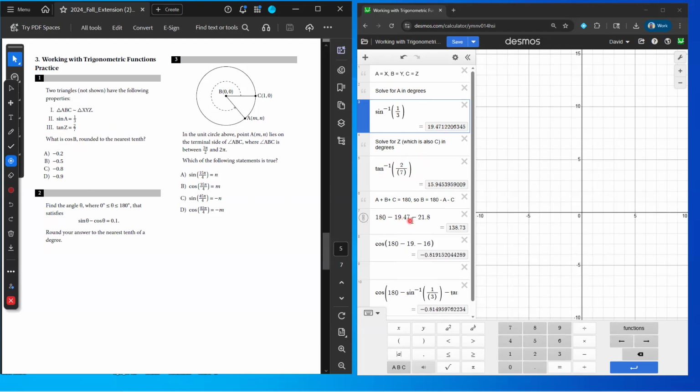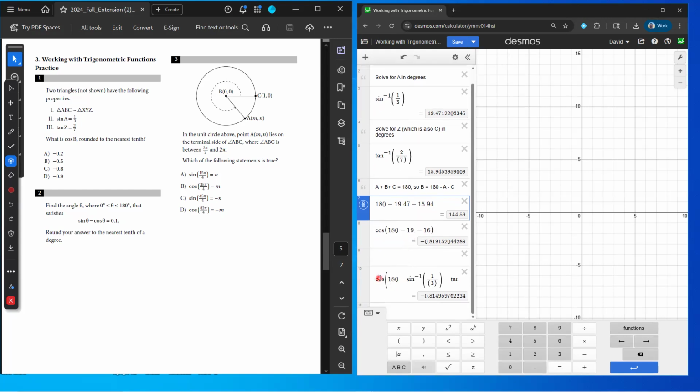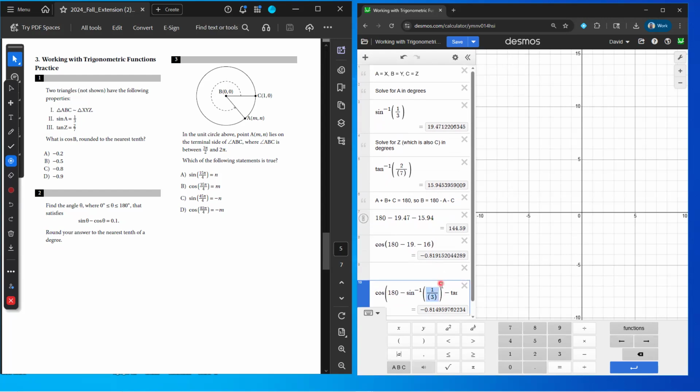Now, you can do 180 minus 19.47, 21.8, sorry, 15.94. There you go. And then you can get the sum of those measures and get the cosine of that one. That's approximating it. However, what we could have also done is done the cosine of all of it. So 180 minus sine inverse of 1/3 minus tan inverse of 2/7.